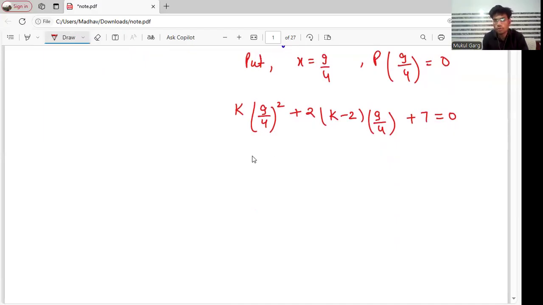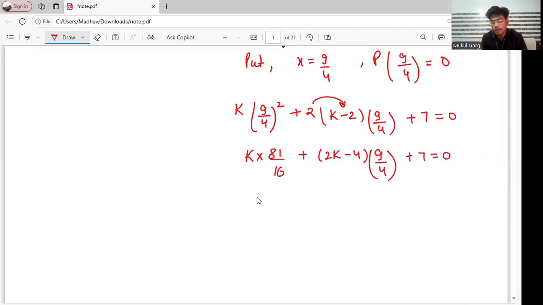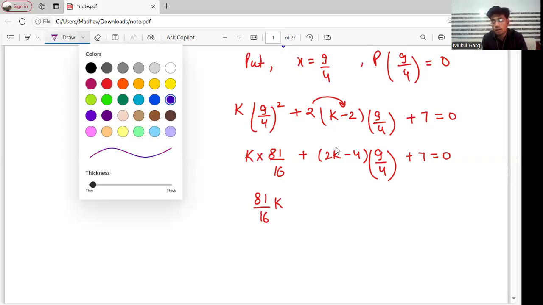k into (9/4) whole square, so k into 81/16, plus. Now it's so easy. Let me multiply 2 inside the bracket, 2k into minus 2, so it will be 2k minus 4. Again, I have to multiply it by 9/4, plus 7 equals 0. So now it will be 81 upon 16 k. Now 2k into 9 upon 4, what is it going to be? That's how you will multiply the brackets. You have to multiply each and every term inside the bracket.